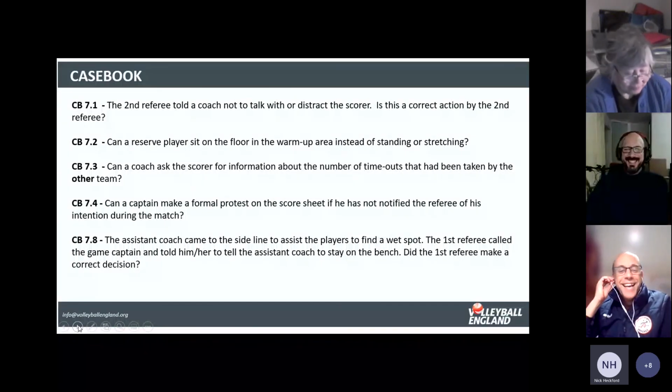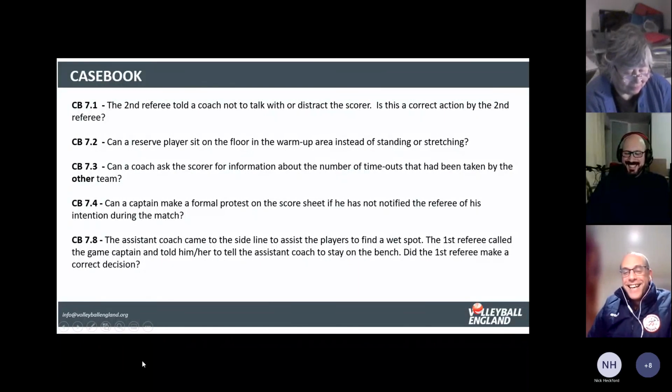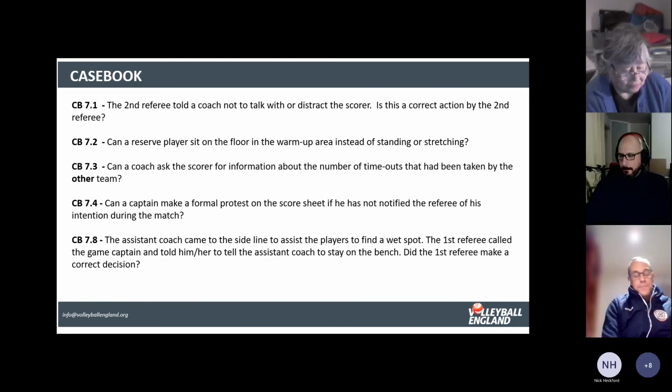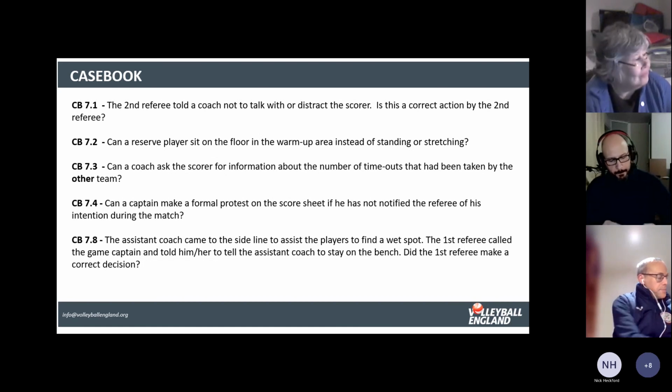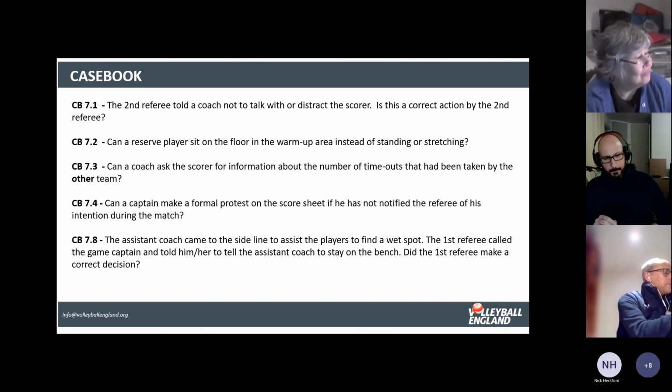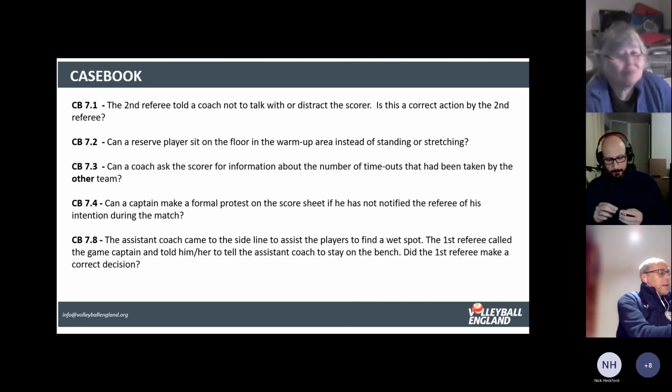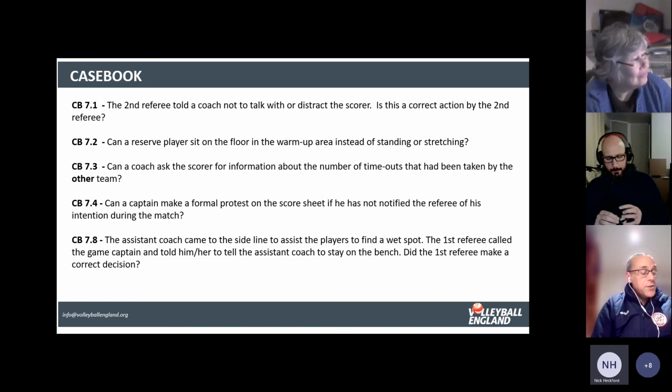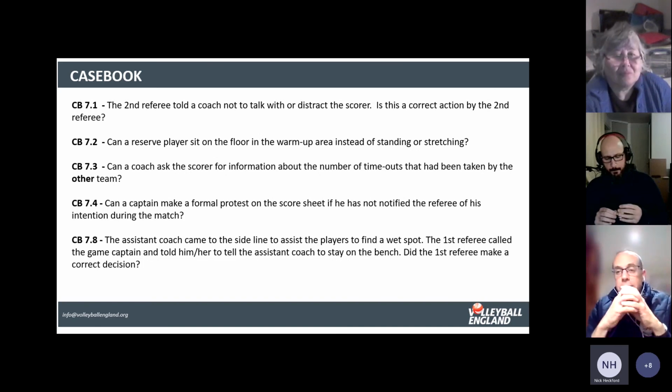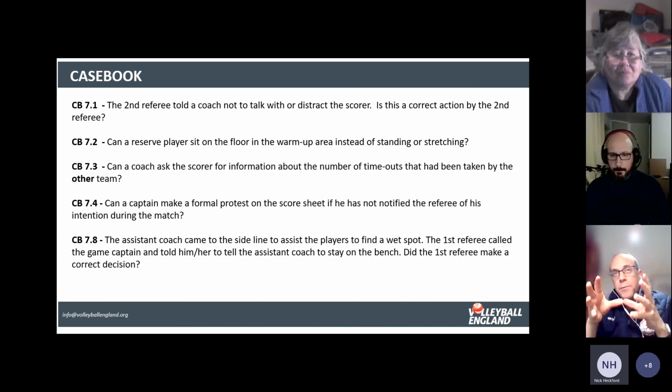Nick, can I go back one second, please? Yes, to the case where I fully agree with your view that if you cannot see a double touch by the setter, you wouldn't call it. But if your second referee can see it and signal it discreetly, would you? Yeah, you can do, absolutely. If you see their signal quickly enough, then take their information.